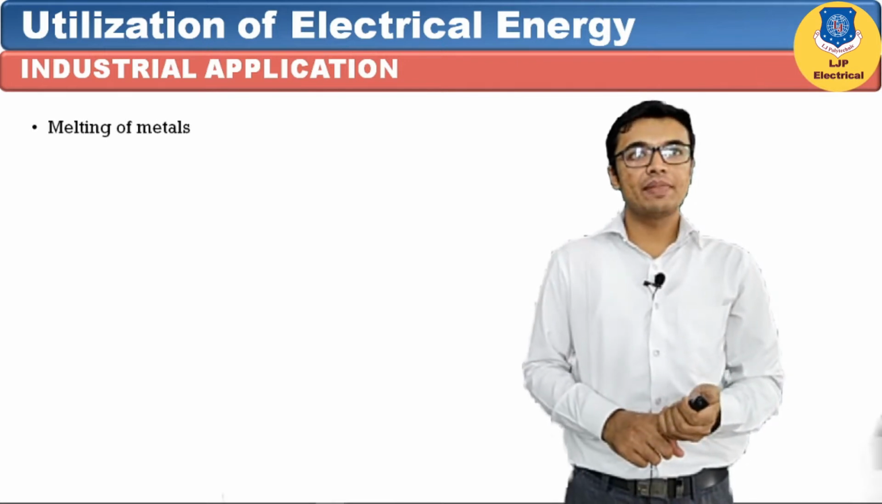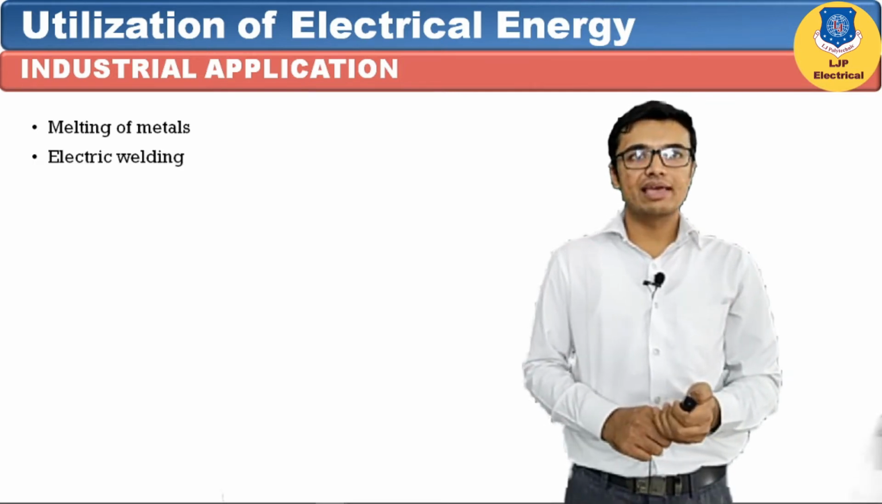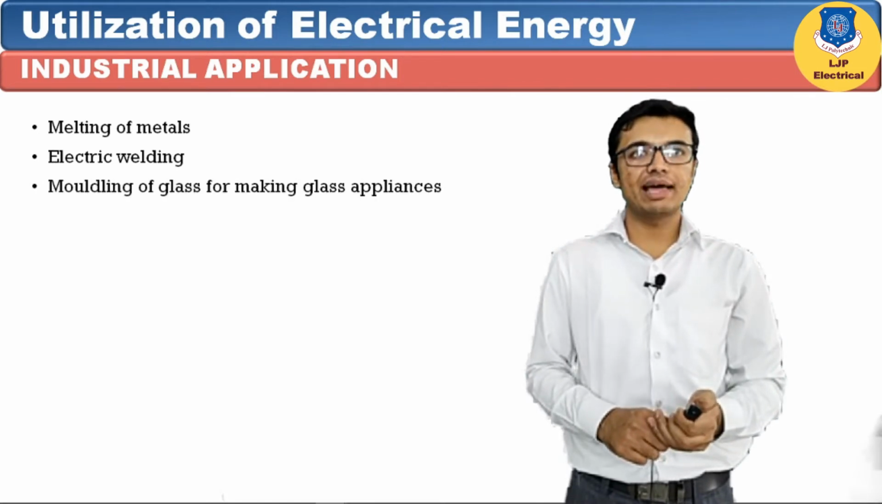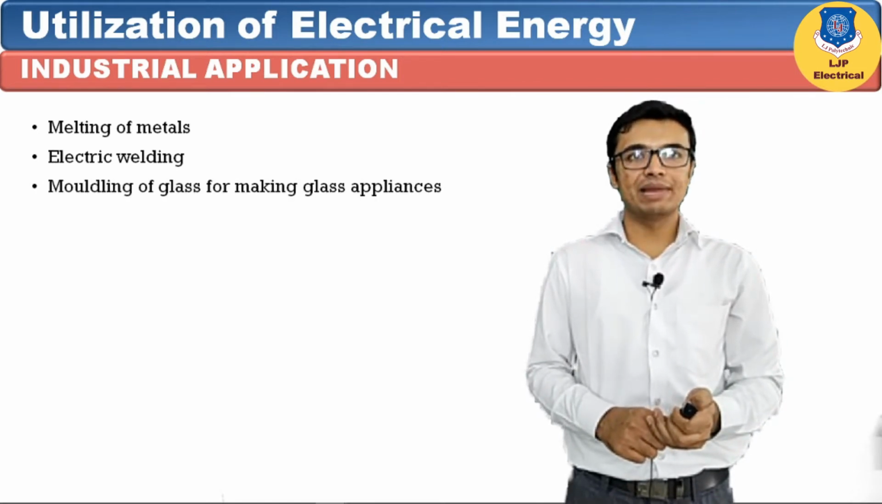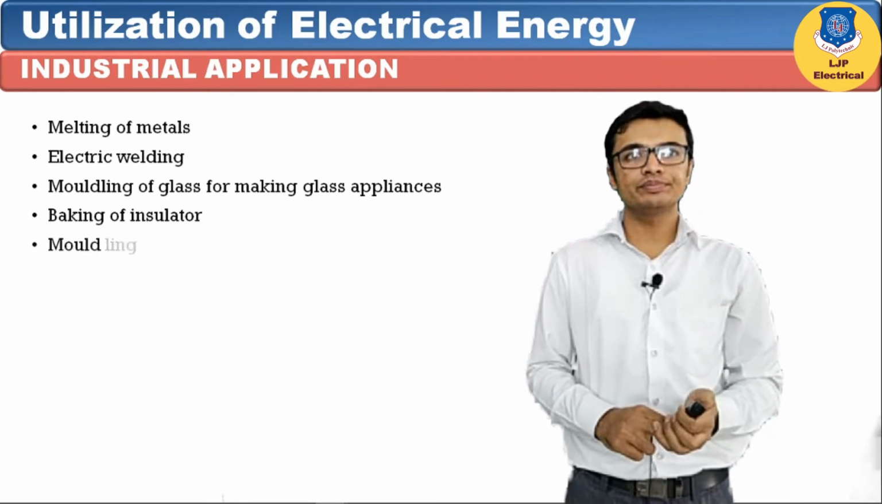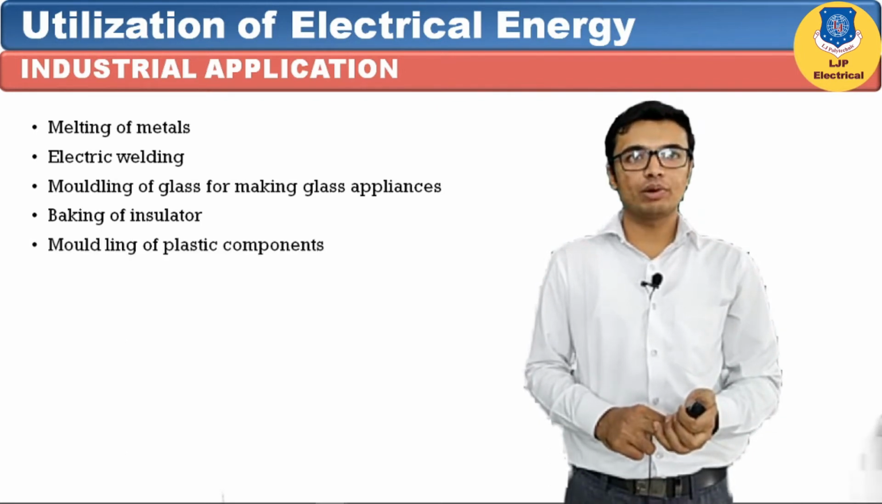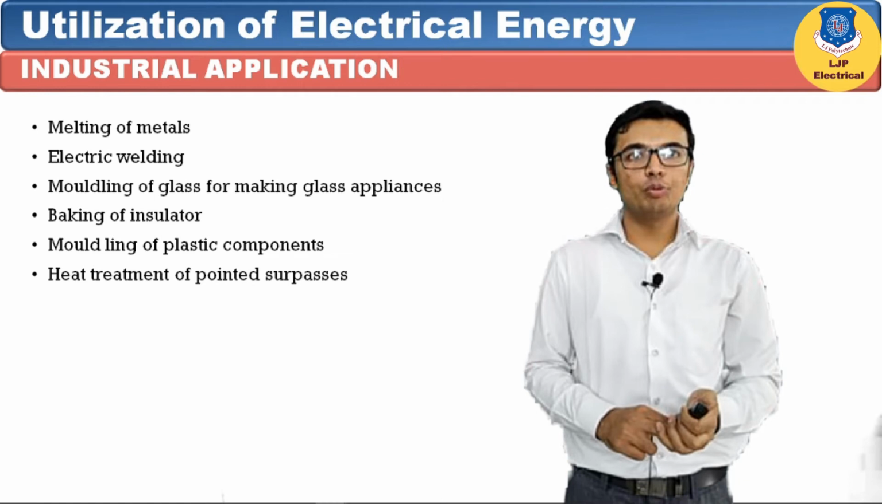Let's see various industrial applications of heating. The first one is melting metal. It may be steel, iron, or any other. It is used in electrical welding, molding of glass for making various glass appliances, baking of insulators, molding of plastic components, heat treatment of painted surfaces, making of plywood.